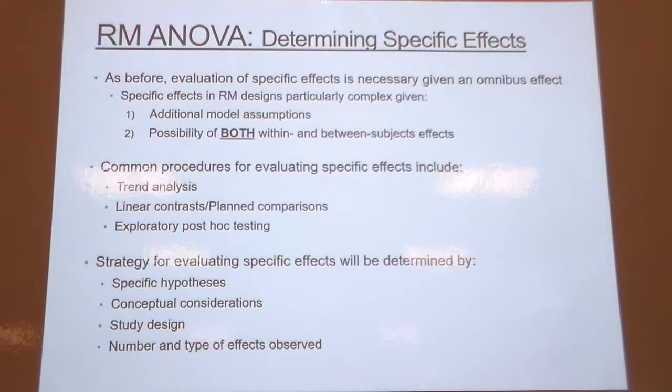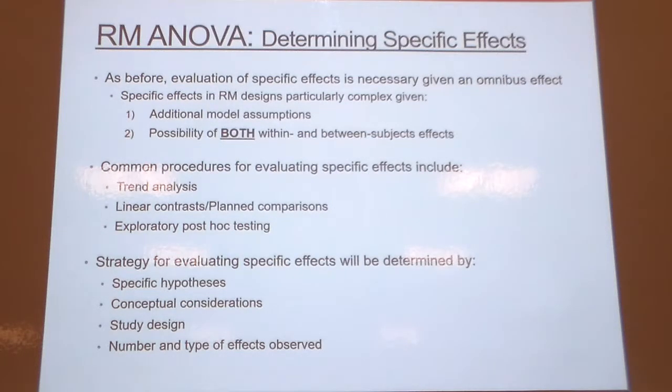So the next thing we've got to take care of is determining our specific effect. Our omnibus effect tells us that, yes, our means are different across assessment points, right? Somewhere in there, at least one of these repeated measures is reliably different than the others, right? But the question then becomes, how do we tease that apart? This can get really tricky with our repeated measures designs, particularly as we transition into mixed effects or mixed factorial designs, where we have betweens, withins, that type of thing, okay?